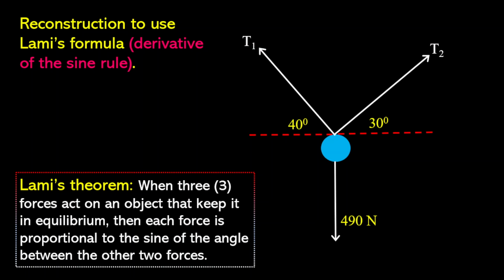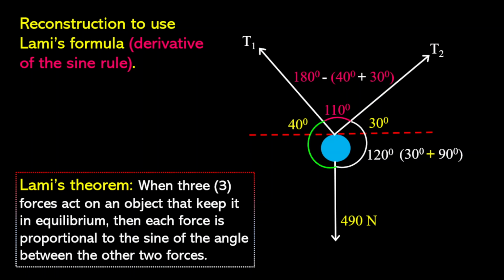If you notice, the top is on a straight line, so the total is 180 degrees. Therefore that angle must equal 180 minus the sum of 40 degrees and 30 degrees, which equals 110 degrees. Now let's go to the right. If you notice the 30, the bottom is 90. So that will be 30 plus 90, which gives us 120 degrees. Over to the left, we have 40, and at the bottom will be 90. So we have 40 plus 90 equals 130 degrees.